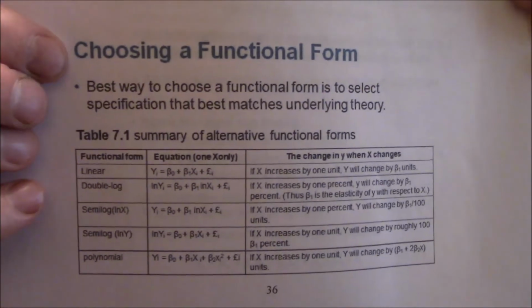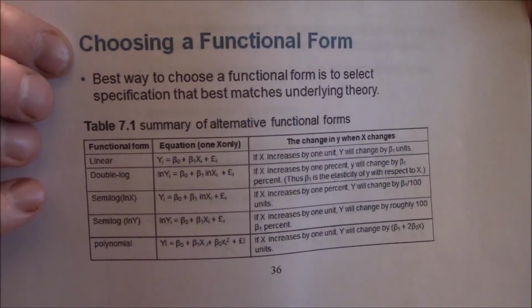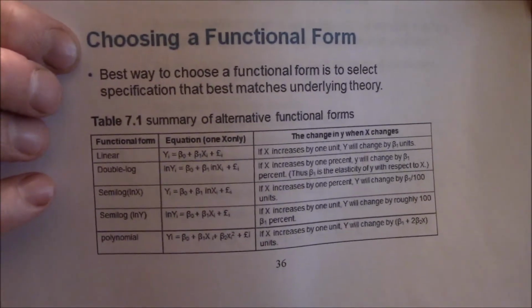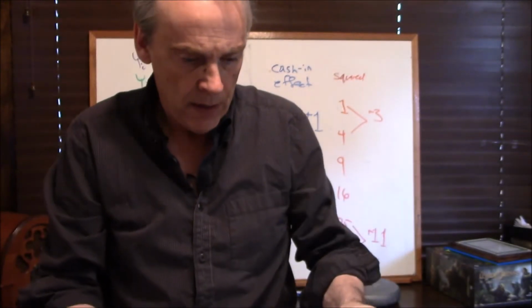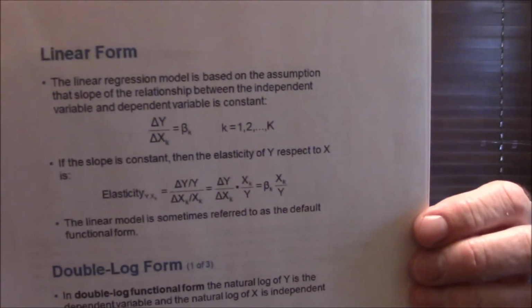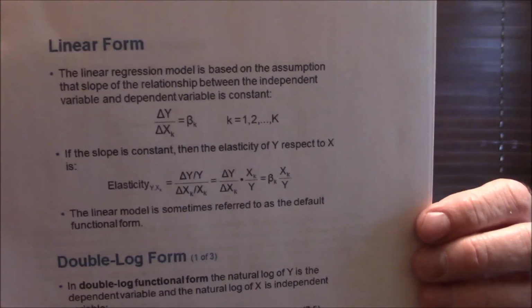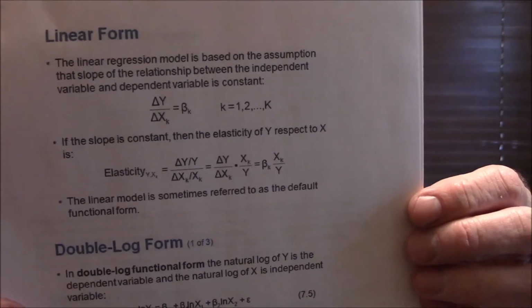Table 7.1, and he goes through and says it's a summary of each of the possible forms, which is really fantastic. Okay, so we're going to get to that eventually. First, this is what we've been doing, the linear form. And in the linear form, b sub k, or the beta, the coefficient, is really just the change in y over the change in x.